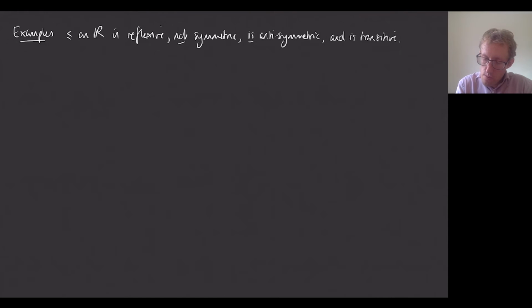Let me give you another example. The not equal to relation on the real numbers. So not equal to is an example of a relation. It's a slightly confusing one, but it is an example of a relation. And it is not reflexive because x is equal to x. So x is not not equal to x. Any element is equal to itself, so this is not reflexive.